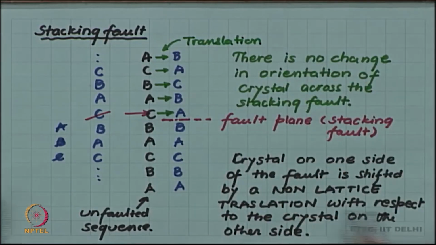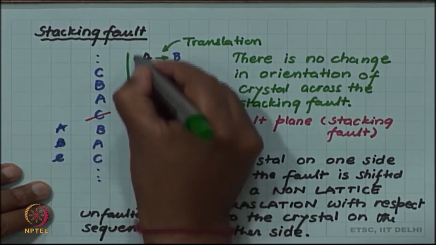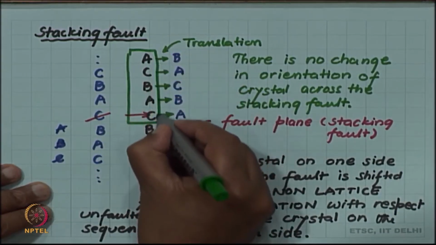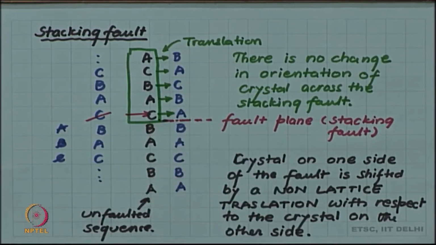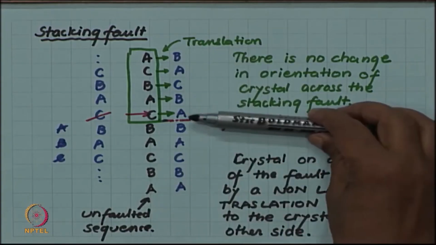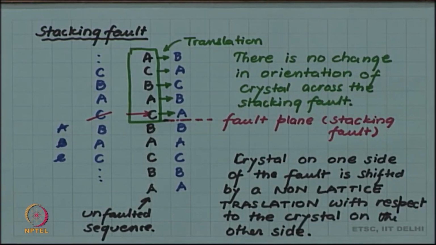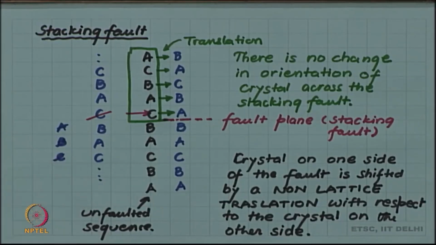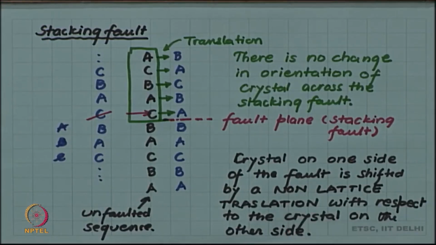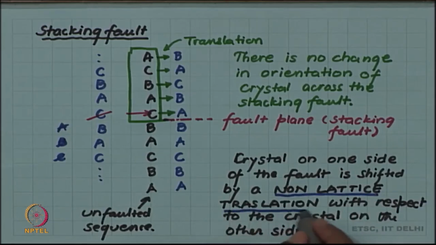So, the entire block of the crystal above the fault plane is shifted by a single translation vector to give you the crystal on the other side of the fault plane and make this plane the fault plane. So, as we had noted, a grain boundary is a rotation boundary, whereas a stacking fault is a translation boundary. Please note this comment here, that it is a non-lattice translation.